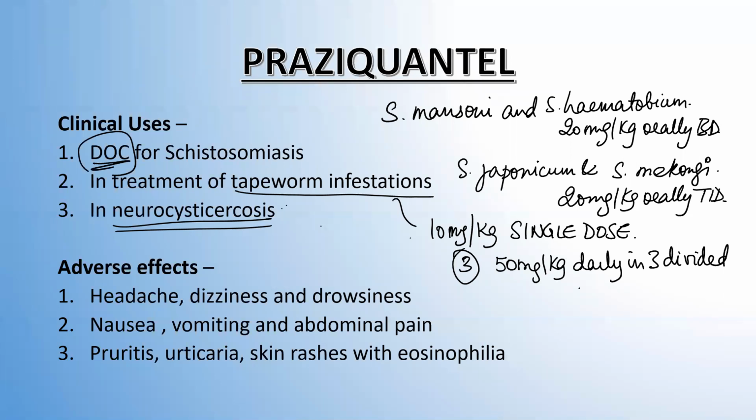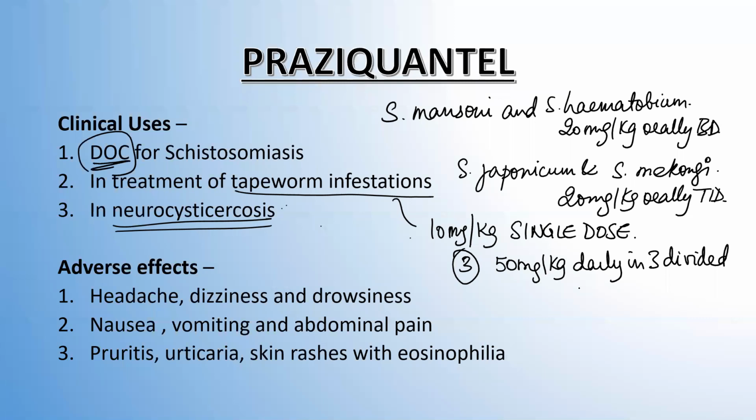Now, coming to the adverse effects, we first have the CNS effects, and that is headache, dizziness, and drowsiness. That is the first adverse effect that is commonly seen with praziquantel. And then we have the GIT manifestations, which are nausea, vomiting, and abdominal pain. And if you come to the dermatological side effects, you will find that the patient suffers from pruritus, urticaria, skin rashes with eosinophilia.